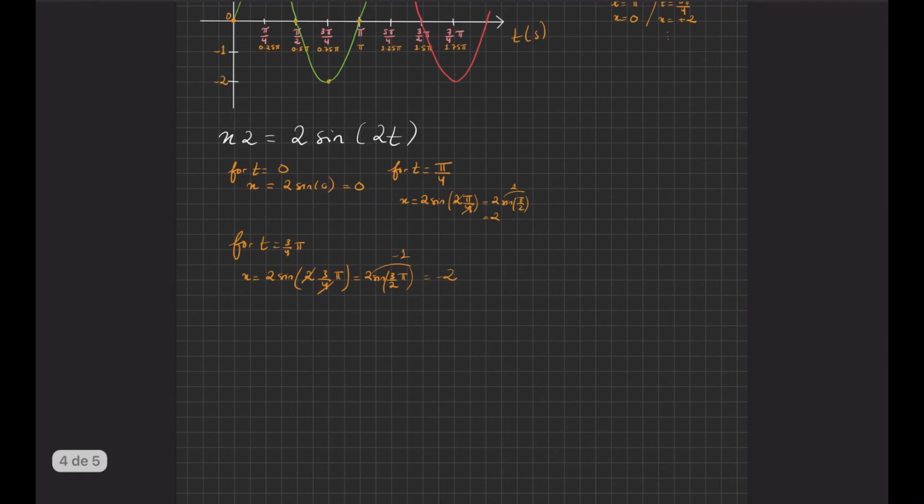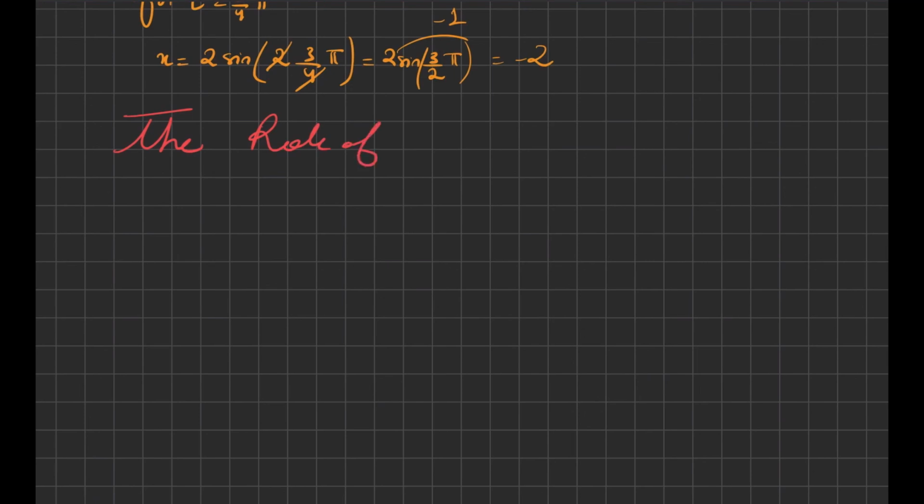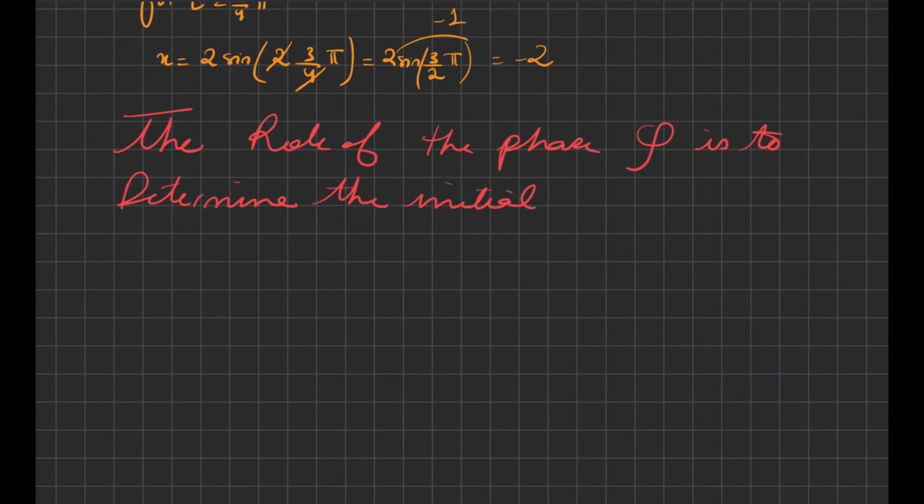So let us write it down. The role of the phase phi is to determine the initial abscissa.